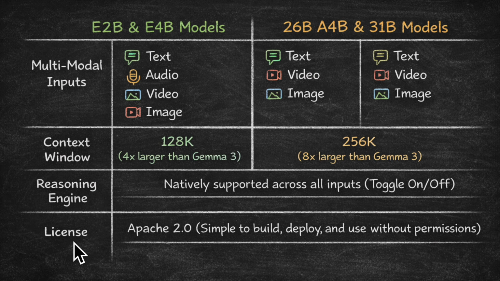And last but not the least, the license is a big shift and one of the most significant changes with Gemma 4. The previous models were restricted under the proprietary Gemma license. All Gemma 4 variants are released under the highly permissive Apache 2.0 license. So this basically means that developers and enterprises can seamlessly build, deploy and monetize applications without worrying about complex permissions or usage restrictions, because Apache 2.0 is a very well understood open source license. So that's in a nutshell the 4 variants of the Gemma 4 model and the different features they offer.